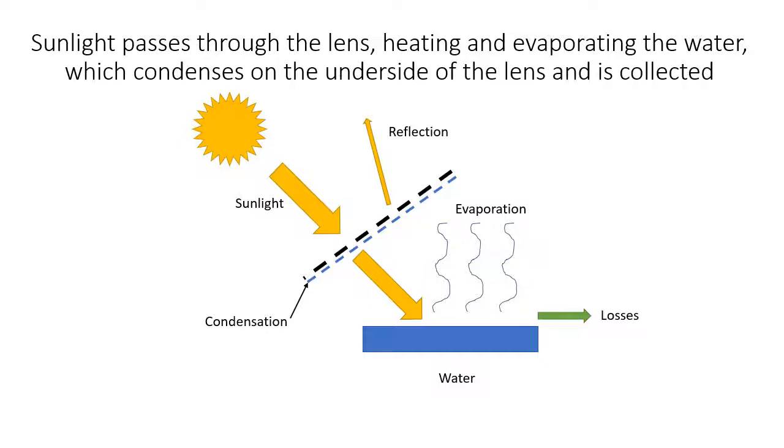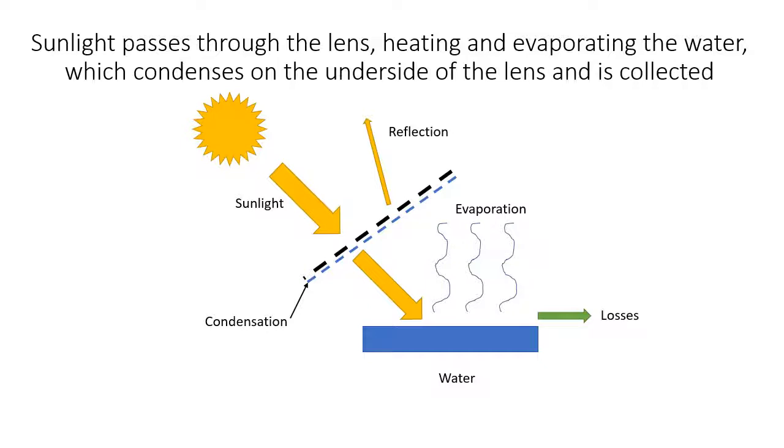Sunlight shines instantly on and through the lenses situated at the top of the system, which heats and evaporates water. The water condenses on the underside of the lenses and is collected. As was shown in the previous slide, 12 lenses are arrayed and focused on a basin of water. The evaporated and condensed water runs down the side of the system and is collected. This collected water can be measured to get an accurate flow rate.